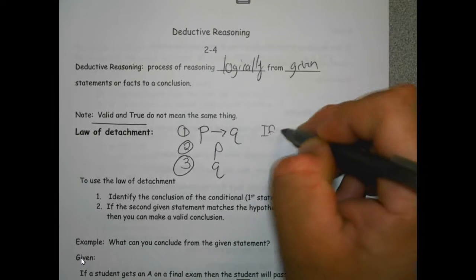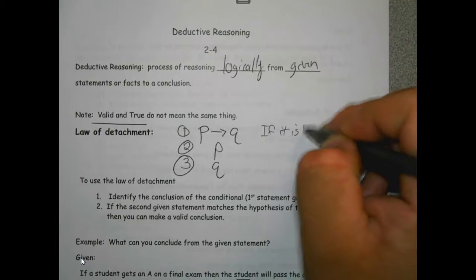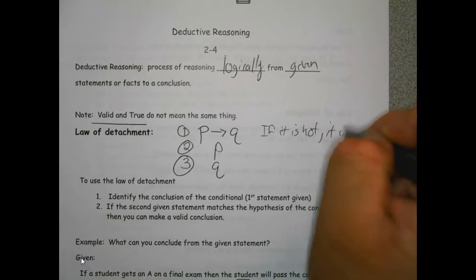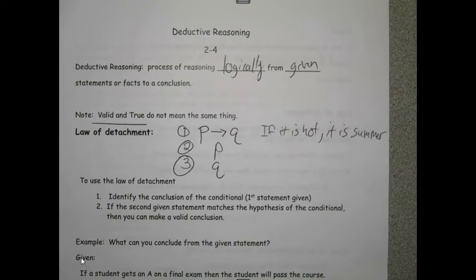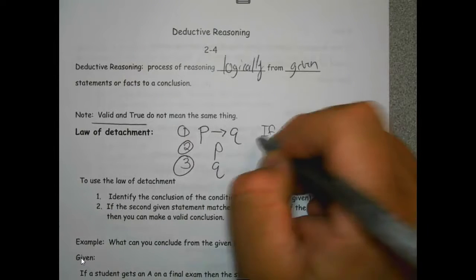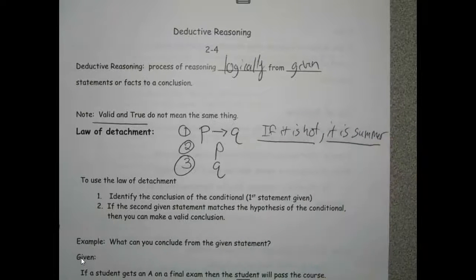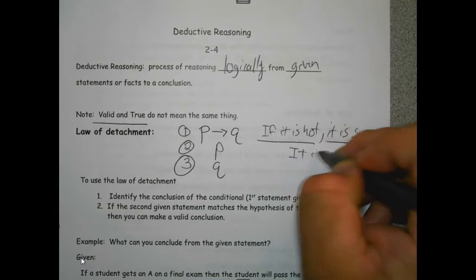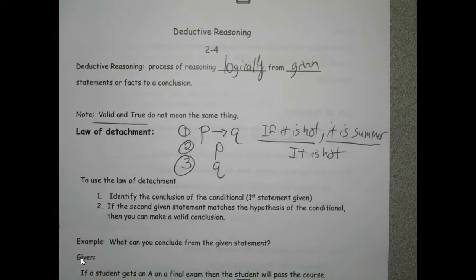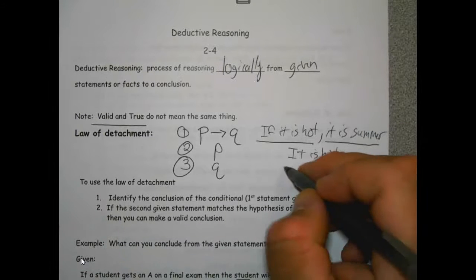If it is hot, it is summer. Okay? So that's my P to Q. Then my second statement is it is hot. So what's our valid conclusion? Well, that valid conclusion is it is summer.